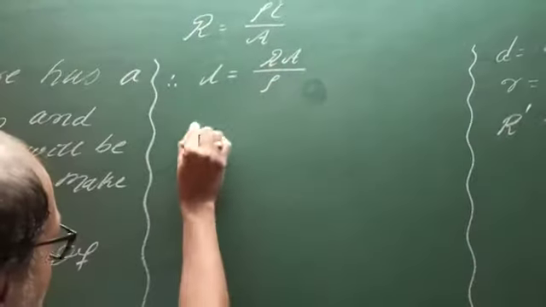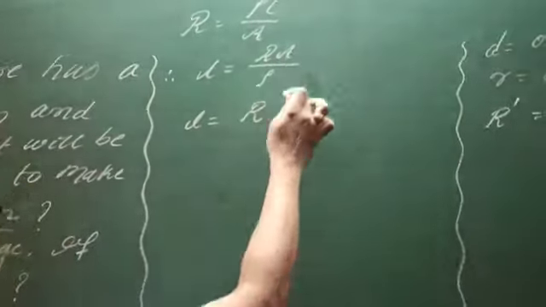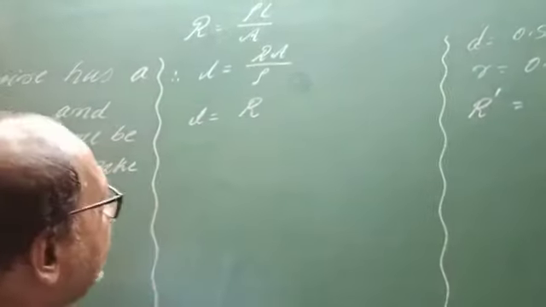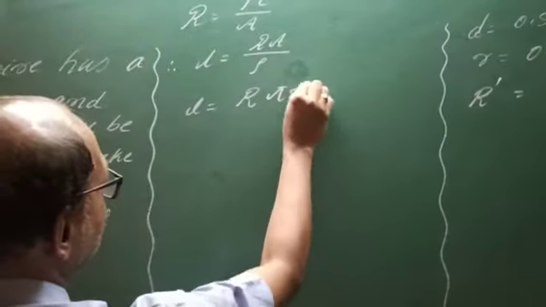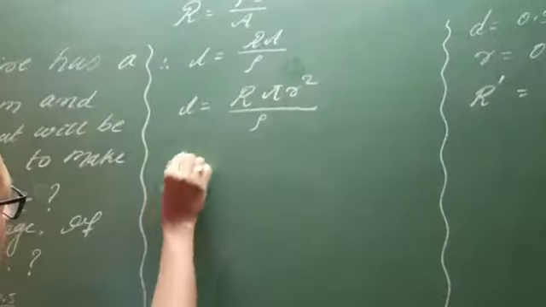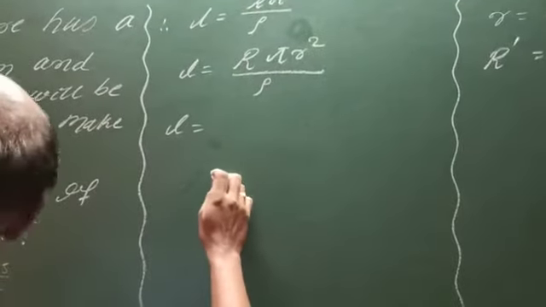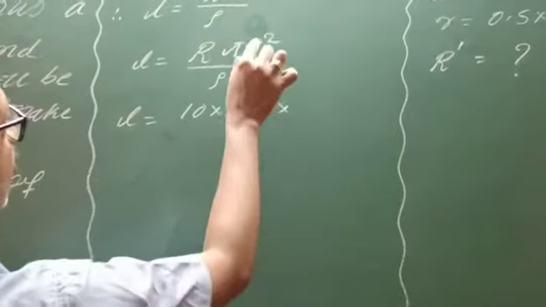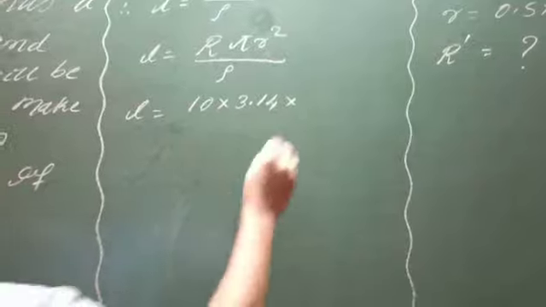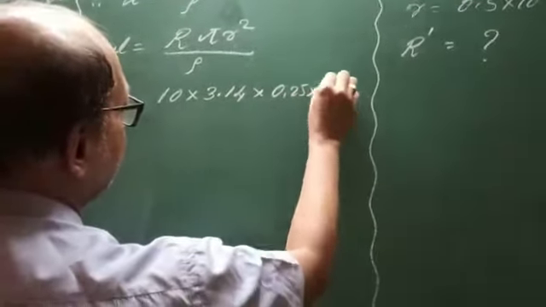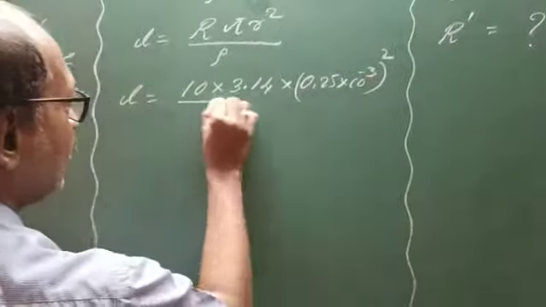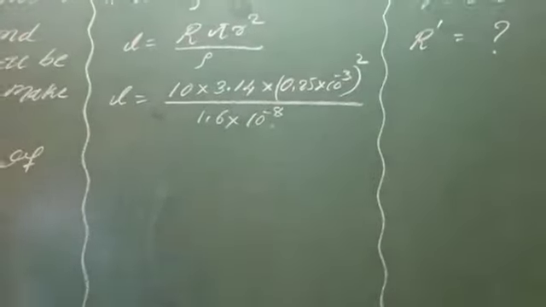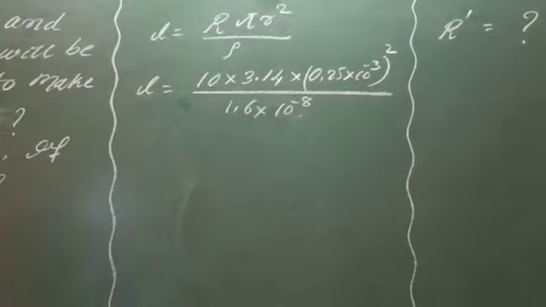What is the area of cross section? Area is always given in terms of radius; in terms of diameter also you can do it, but I am taking the radius. A is nothing but pi R square. So L is equal to R, which is 10, into 3.14 into R, which is 0.25 into 10 to the power of minus 3 whole square, whole divided by rho, 1.6 into 10 to the power of minus 8. Okay, on dividing these things, I am calculating this.